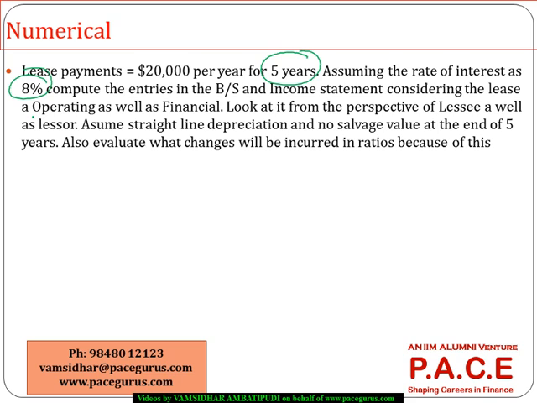Here we are saying you assume it as operating as well as financing, but look at it like this: straight line depreciation, no salvage value at the end of 5 years. Logically speaking, you have used up more than 75% of the useful life of the asset. So logically speaking, it should be considered as a part of the financing lease itself. It cannot be considered as operating lease. But just for an example purpose, I would like to consider even this as an operating lease also, to show you what entries will come at what point in time.